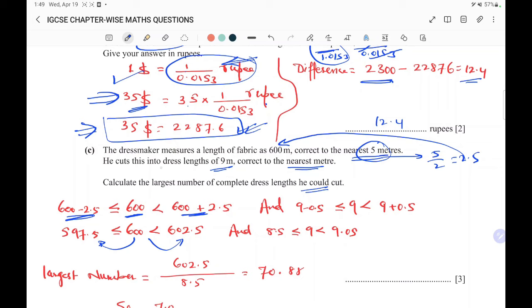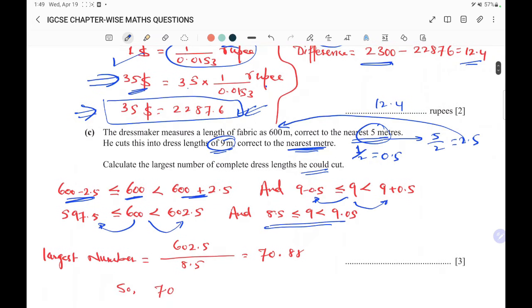Similarly, he cuts the dress into lengths of 9 meters. We need to find the bounds for the 9 meters as well, but it is the nearest meter, which means nearest to 1 meter. So 1 over 2 is 0.5. It means we have to add and subtract 0.5. If you add 0.5 to 9, you get the upper bound. If you subtract, you get the lower bound. So now it is 8.5 to 9.5. Now this is the total length, right?